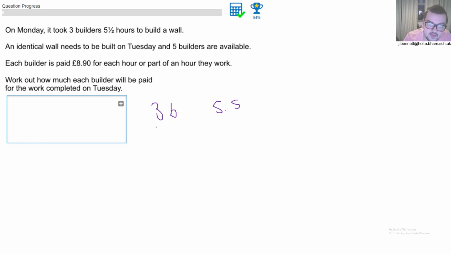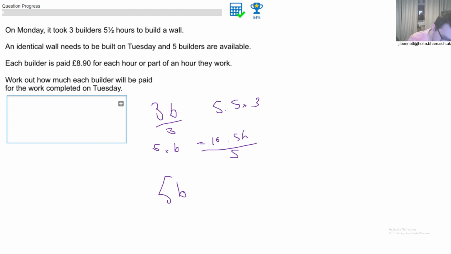So if we only had 1 builder, we divide that side by 3, we multiply this side by 3, it would take 1 builder 16.5 hours to work, but we have 5 builders, so we multiply this side by 5, and then we divide this 5 by 5, because we're doing the inverse operation. So 5 builders, it takes 16.5 divided by 5, 3.3. So 5 builders work 3.3 hours.